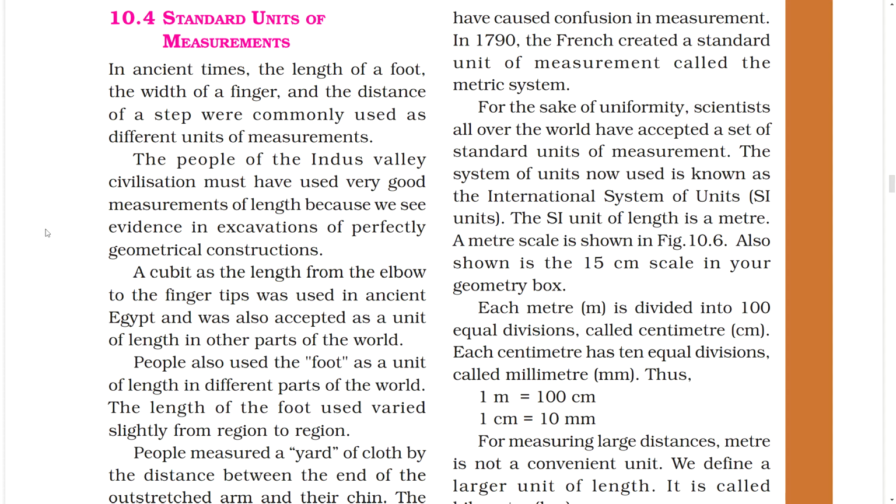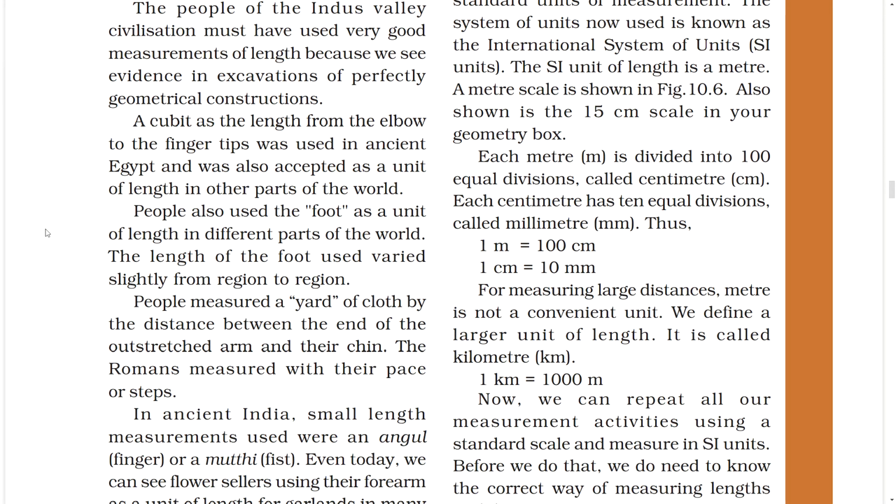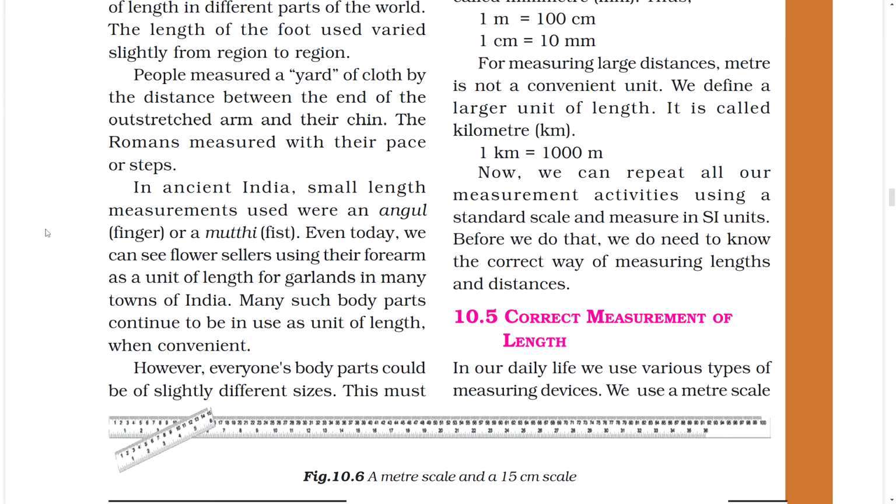People also use the foot as a unit of length in different parts of the world. The length of the foot used to vary slightly from region to region. People measured a yard of cloth by the distance between the end of the outstretched arm and the chin. The Romans measured with their pace or steps. In ancient India, small length measurement used the angul, or finger, or a mutthi, or fist. Even today, we can see flower sellers using their forearm as a unit of length for garlands in many towns of India. Many such body parts continue to be in use as units of length when convenient.